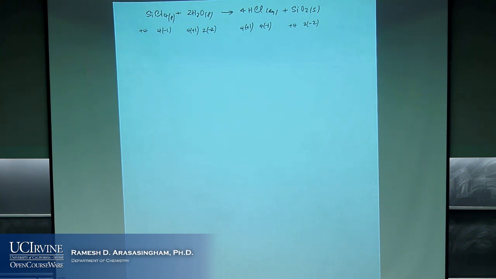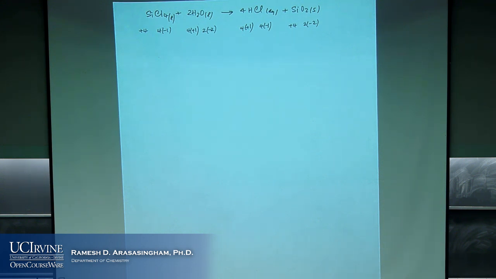Let's start with silicon. Silicon is +4. The oxidation number is +4. At the end of the reaction, it's +4. Does that change? No. Let's look at chlorine. Each chlorine atom to begin with is -1. On the product side, each chlorine is -1. Does that change? No.